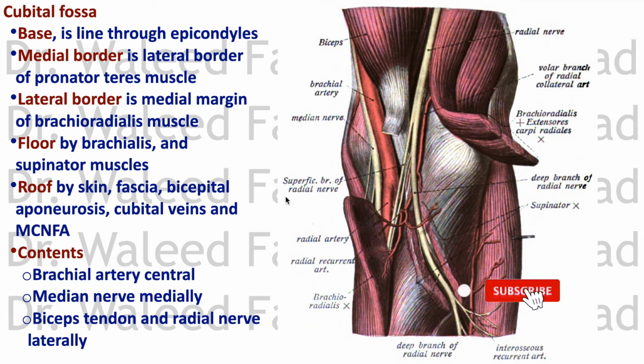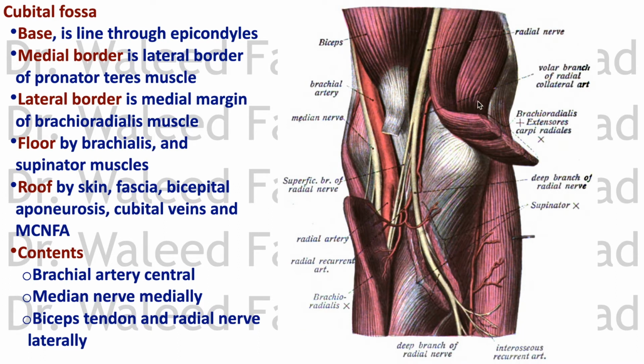We've reached the level of the cubital fossa. This is the cubital fossa you see here. The boundaries of the cubital fossa: the base is an imaginary line passing through the medial and lateral epicondyles of the humerus. This is the base.